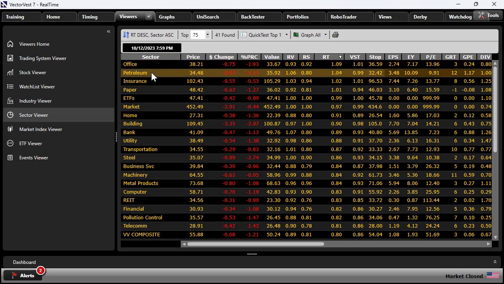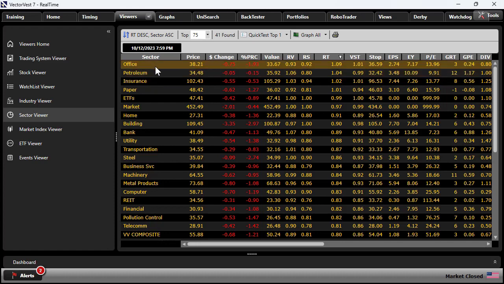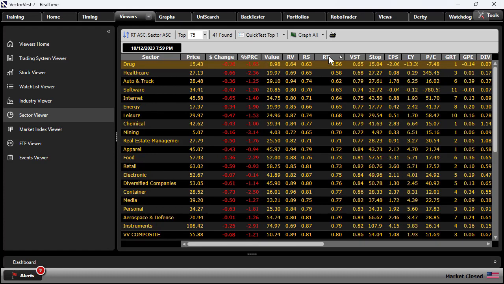So petroleum is the next best sector here, insurance. And you'd go through that exercise. Now, for those of you that are looking to short stocks, take the inverse approach. Instead of sorting by relative timing descending, you flip it over, you click on the indicator, and that'll sort by relative timing ascending. At the very top here is the drug sector. You got healthcare, you got auto and truck, software, internet. Now these sectors are underperforming the majority of spaces that make up the stock market.